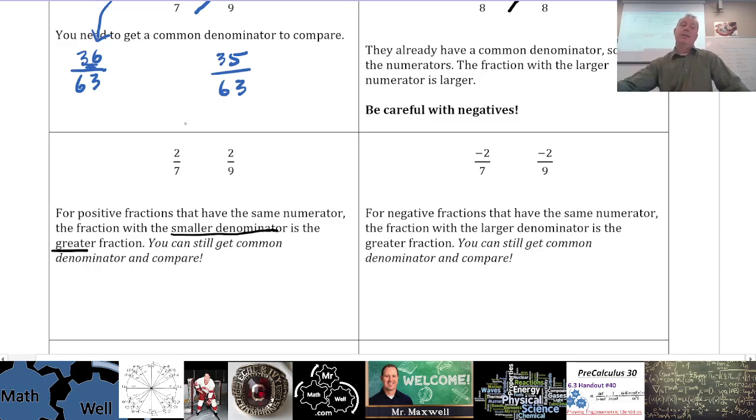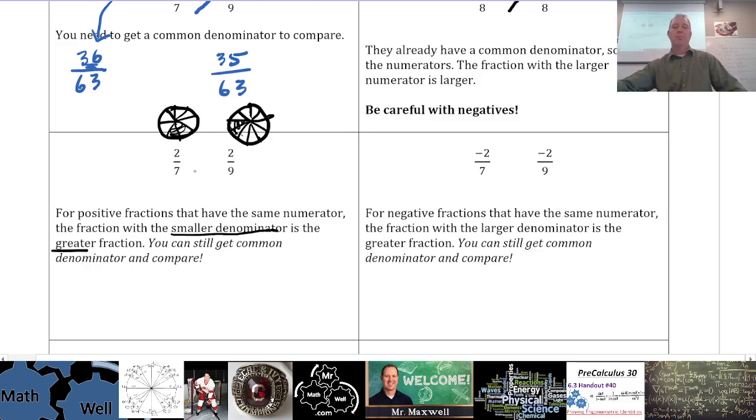But you think about this. If you have a pizza that's cut into 7 pieces, 1, 2, 3, 4, 5, 6, 7. That's 7 pieces, and if they were even, and here's 9 pieces, 1, 2, 3, 4, 5, 6, 7, 8, 9. Which pieces are bigger? If I have 2 of these pieces or 2 of these pieces? 2/7. Yeah, 2/7 would be bigger. So if you have the same numerator, the smaller denominator is bigger.